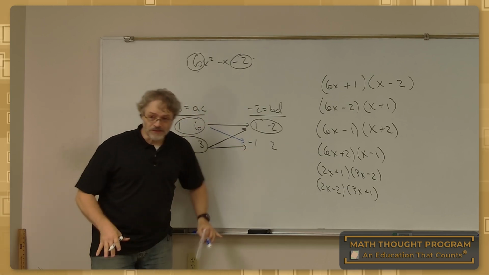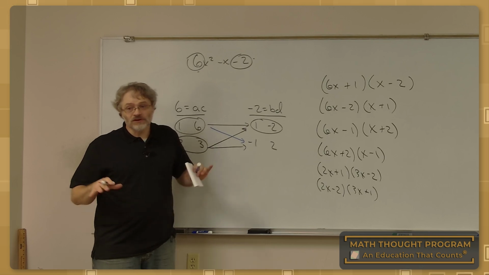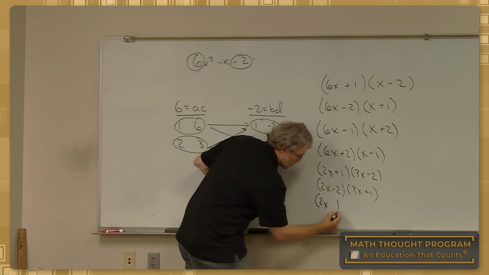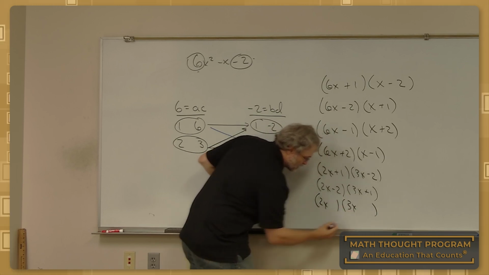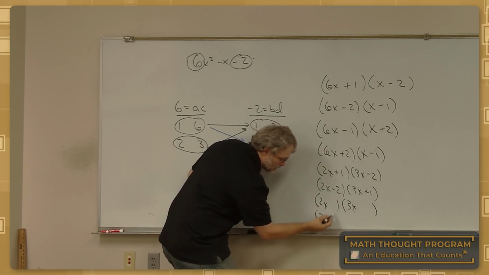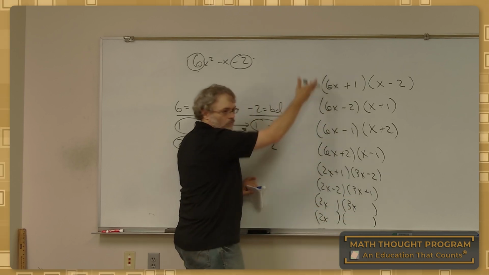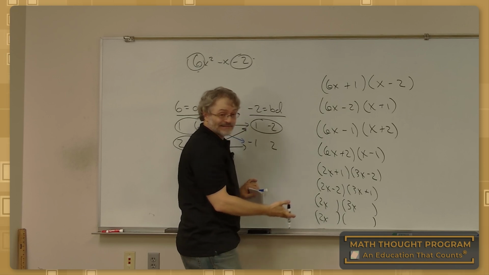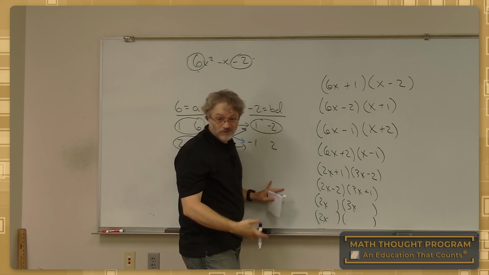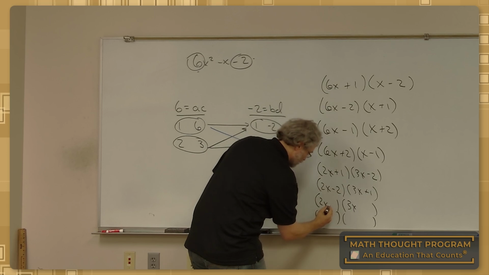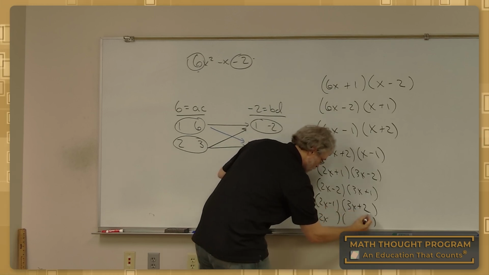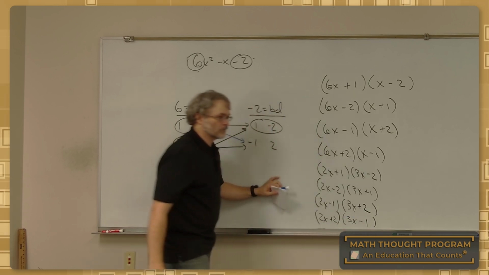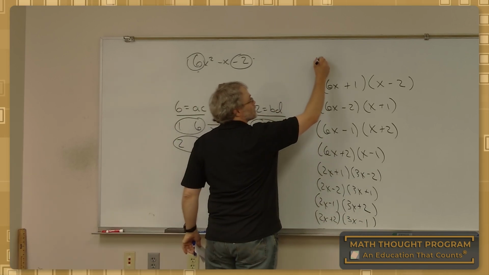So what we're doing is we're just looking at all the different possibilities. And if this is going to have to factor as one of these up here, and it doesn't work, that means it's not a polynomial that can factor, it would be a prime polynomial. Okay, so all we're doing here is listing out the possibilities.